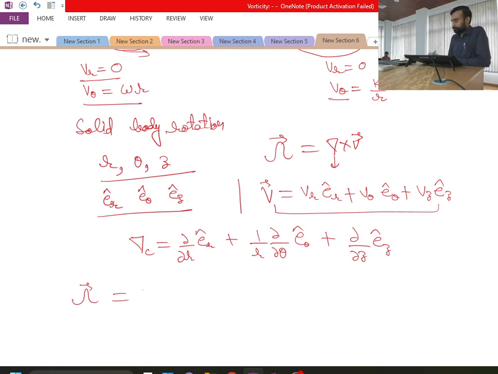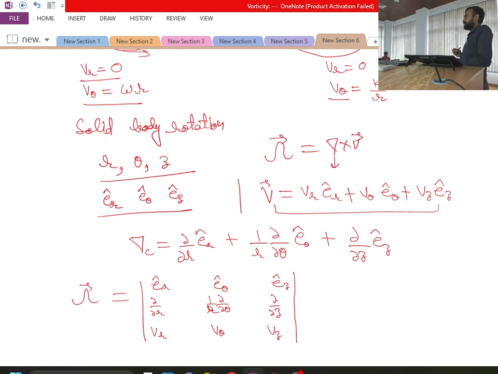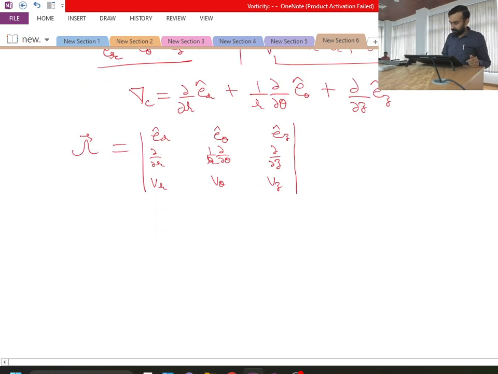So now if this is the del operator, then can you tell me what will be the vorticity vector now? For the vorticity vector, we have to consider E cap r, E cap theta, E cap z. Then the del operator is del by del r, 1 by r del by del theta, del by del z. Then this is Vr, V theta and Vz. Is this point clear? So please take this cross product and tell me what I will be getting.